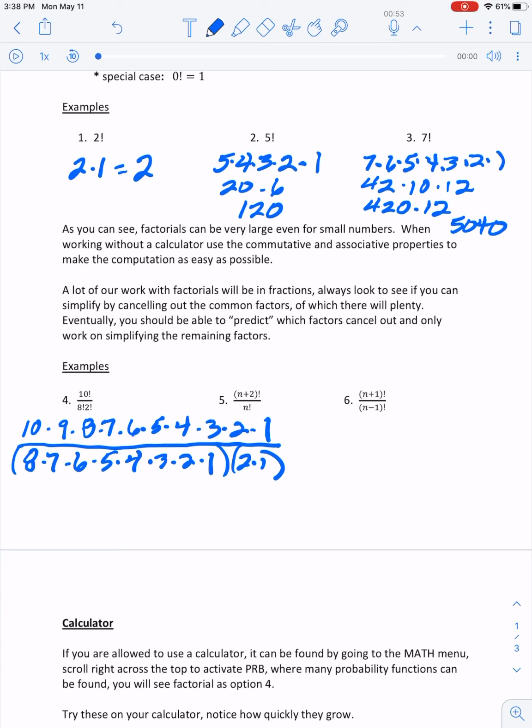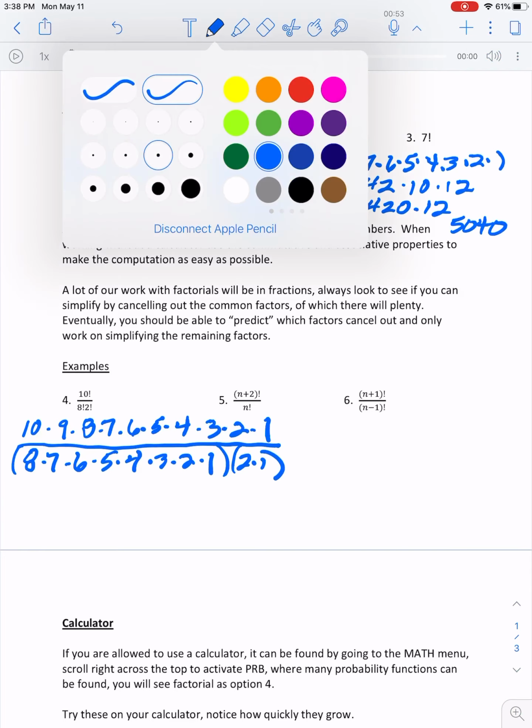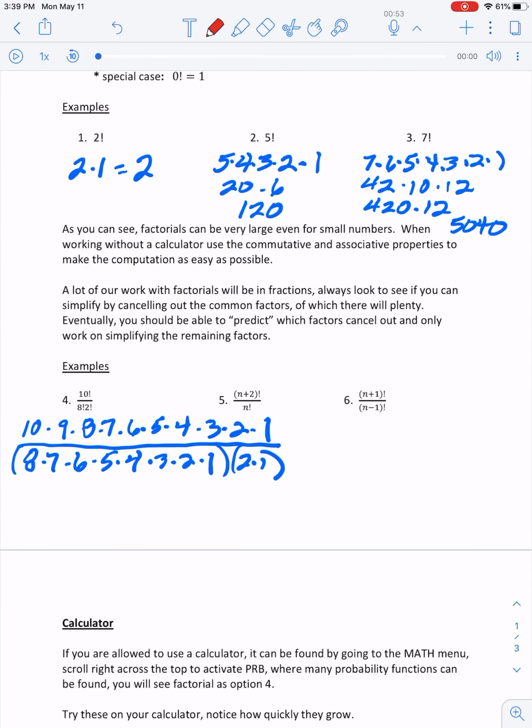You can see that the 8s would cancel, the 7s would cancel, the 6s, the 5s, the 4s, the 3s, the 2s, and the 1s, obviously. And then you might even see that, okay, I got 10 times 9 over 2 times 1, so 90 over 2, or you could even do 2 into the 10 and make it 5, and then you can see the answer is pretty easy, just 45.